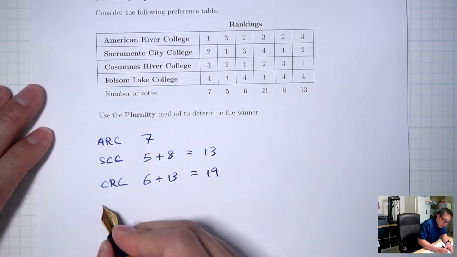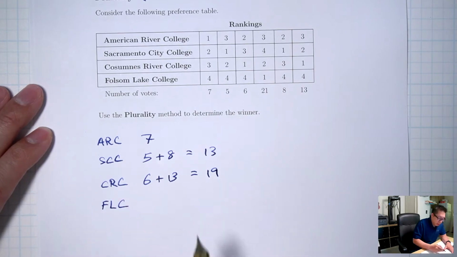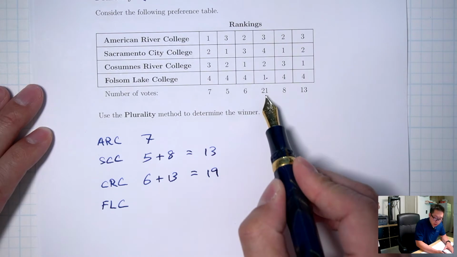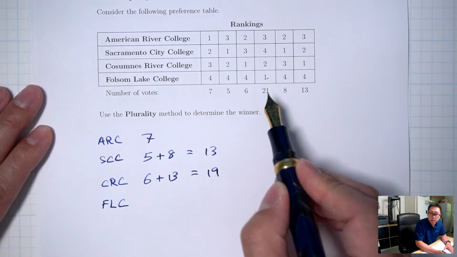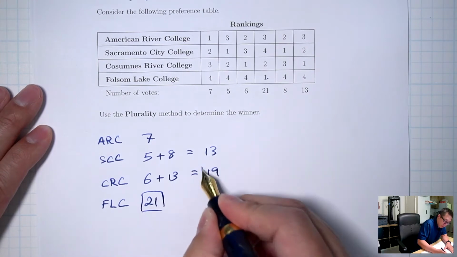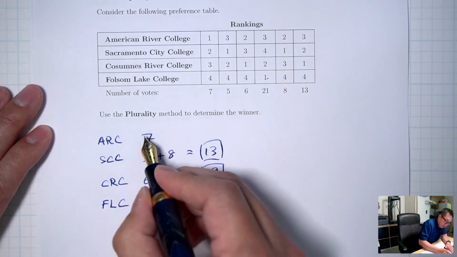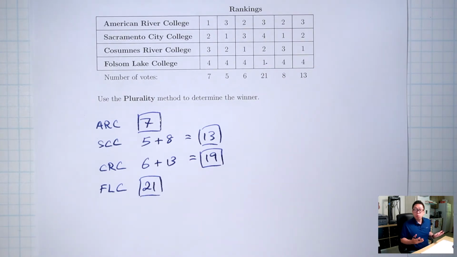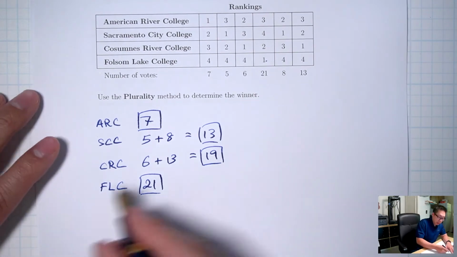And then finally, FLC. Looking for the first place votes, I just see 1. So these 21 people voted FLC first. We're only counting first place votes. That's the plurality method. And if we do, who wins? Folsom Lake. So Folsom Lake wins.